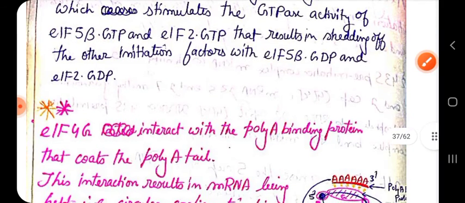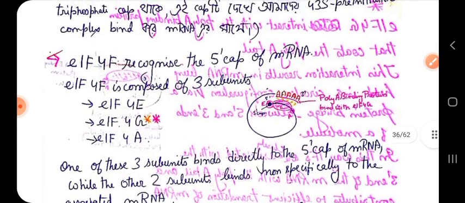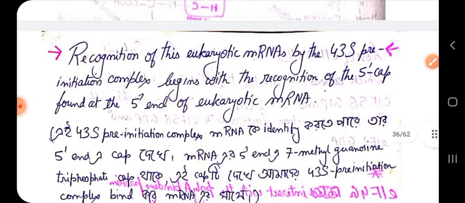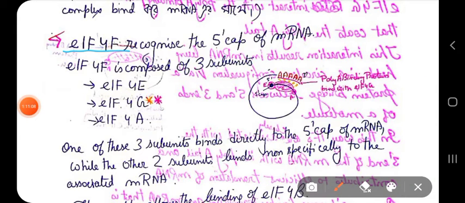Okay, so I think you have understood what I have said. After the formation of the 43S pre-initiation complex, we all know that EIF4F recognizes the 5 prime cap of the mRNA.